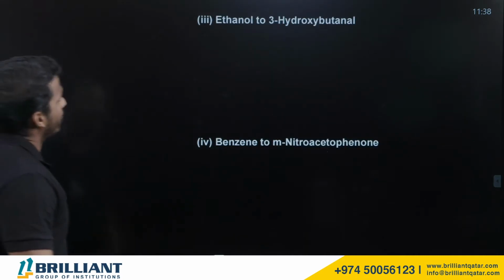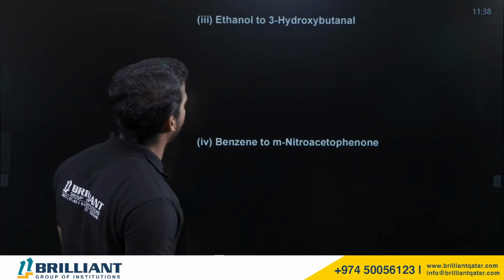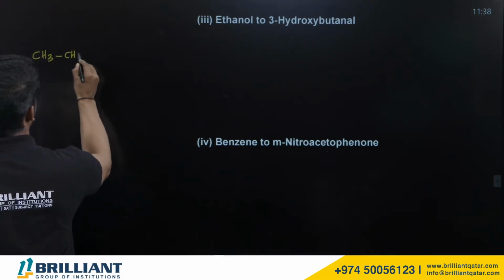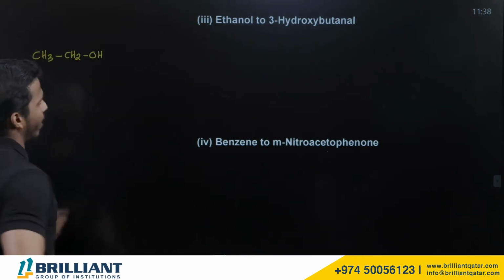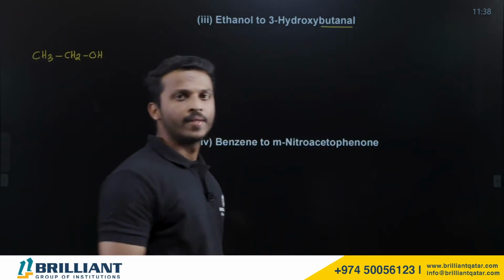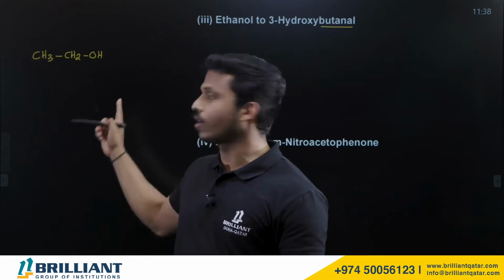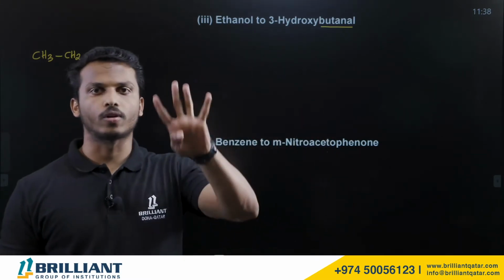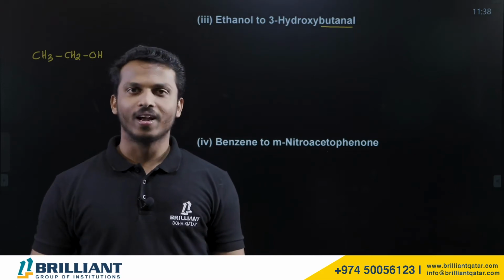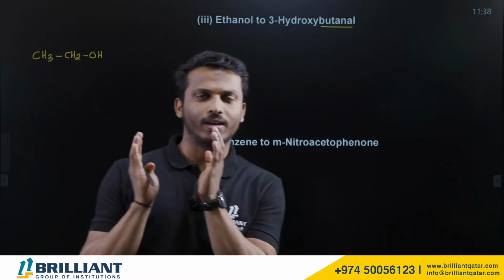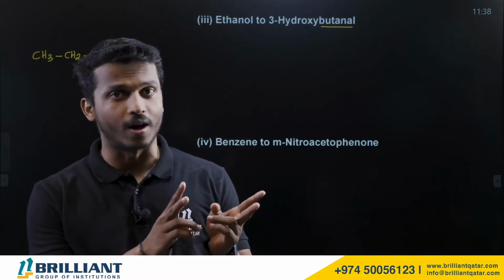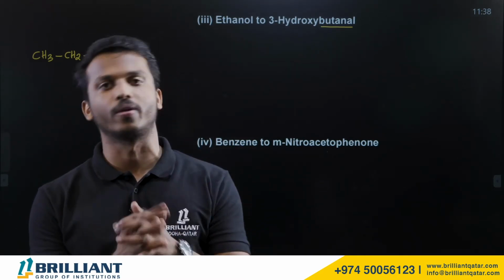Next one. Ethanol to 3-hydroxybutanal. Dear students, the starting material is ethanol, CH3CH2OH. But be careful about your final product, 3-hydroxybutanal. Your starting material contains 2 carbons, but the final product contains a total of 4 carbons. We studied before, that is aldol condensation. If your reactant contains 2 carbons and the product contains 4 carbons, if you want to double the number of carbons, definitely you have to perform aldol condensation.